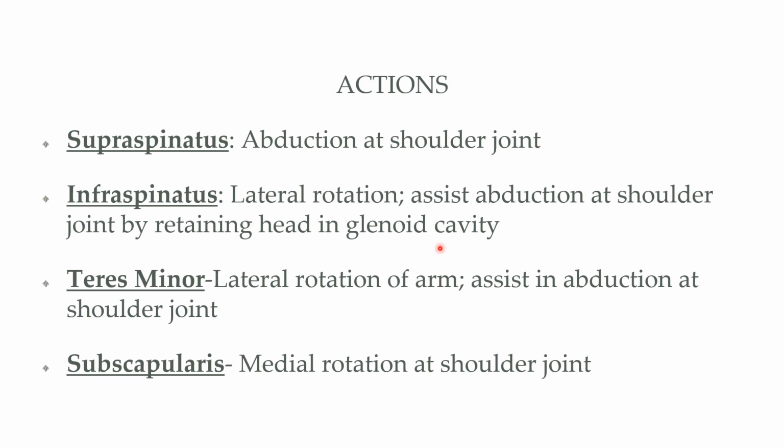Teres minor muscle is responsible for lateral rotation at the shoulder joint or lateral rotation of the arm. It assists in abduction at shoulder joint just like infraspinatus. The last muscle is subscapularis. The subscapularis muscle is responsible for medial rotation of arm or medial rotation at shoulder joint.